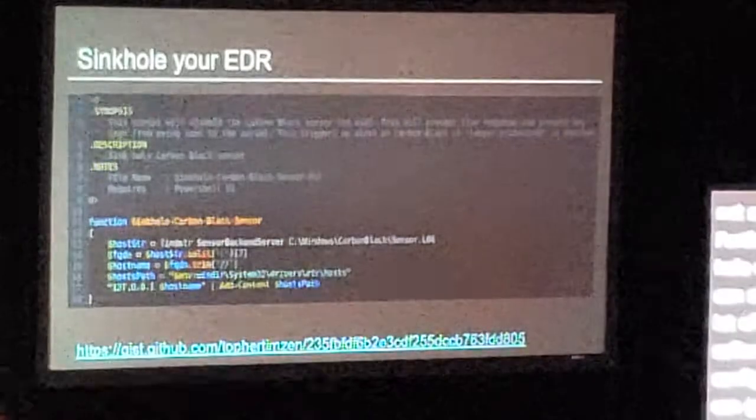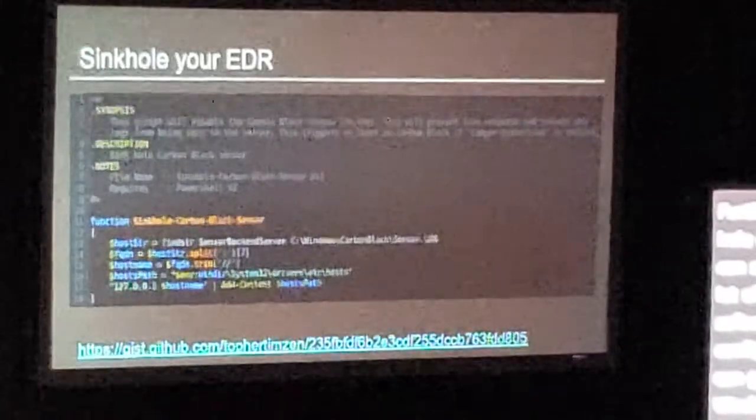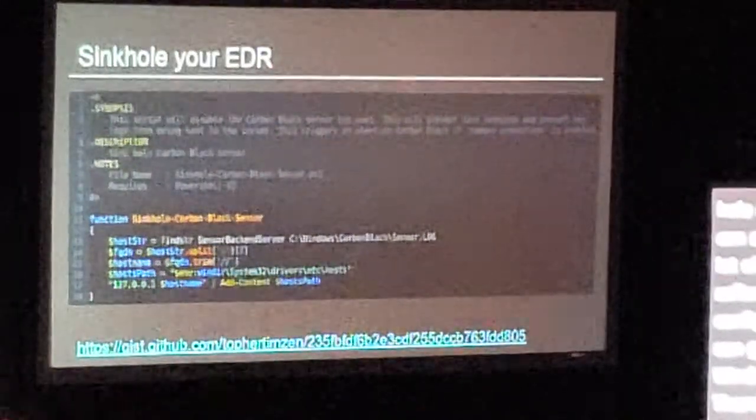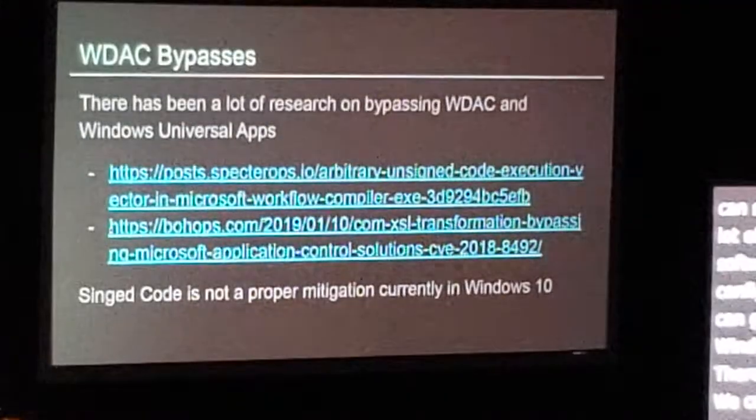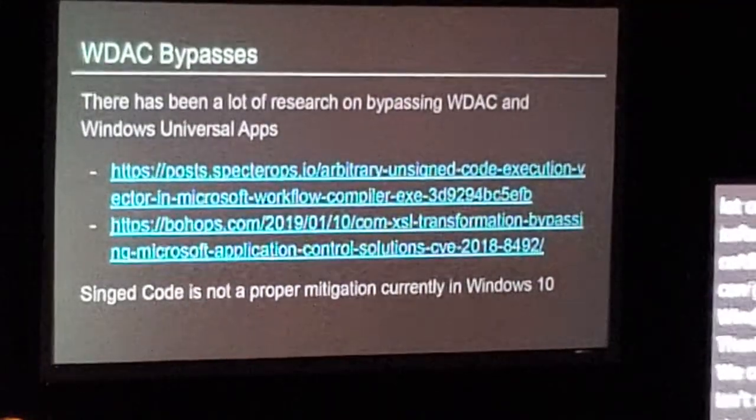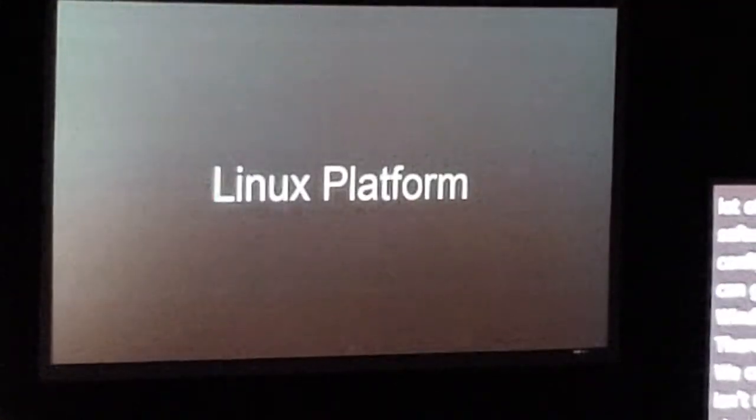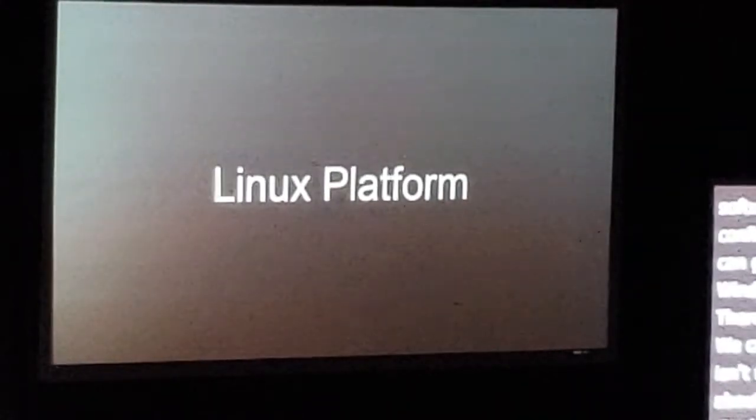We can chat about it after the talk. This isn't really a talk about that; it's a talk about how to hide your stuff in Windows. Here are some WDAC bypasses just for reference. Now that I've talked about how to hide things in Windows, Mike is going to talk about some Linux stuff.